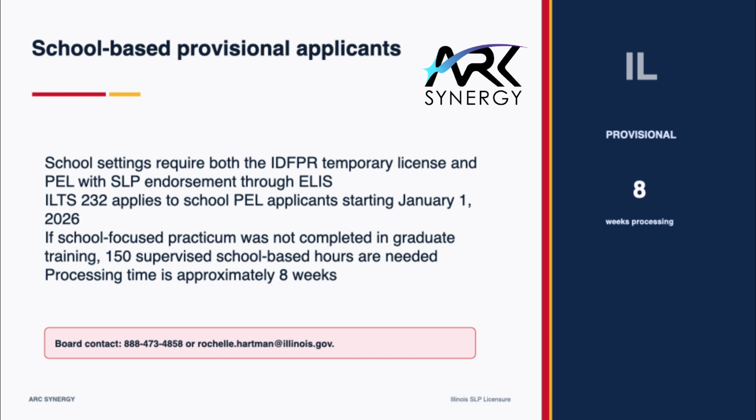So to review briefly what you need to do for the Illinois provisional license: you need to complete your Praxis, and you need to arrange your supervision and complete that form to submit with your application. The license is valid for 12 months and is renewable, but only in specific cases. So you really need to plan to complete your CF within the year that you obtain your license.